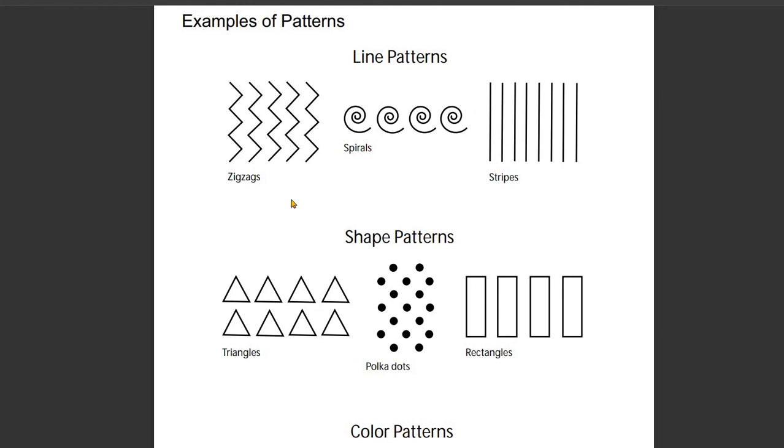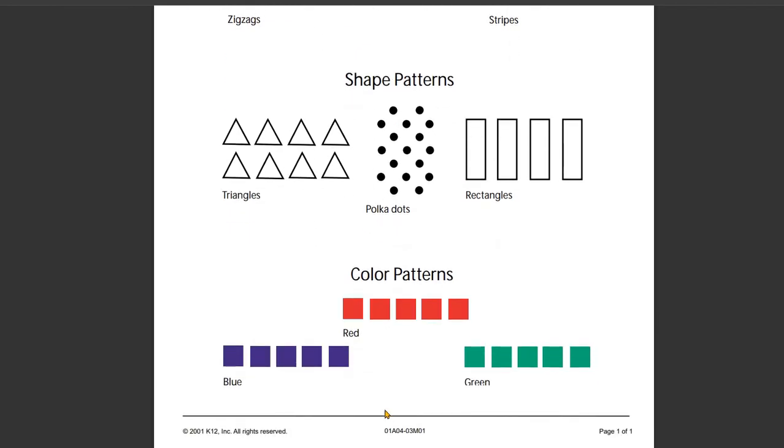Here are some line pattern examples. There are zigzag patterns, spirals, stripes. Stripes are also patterns. And then we have shape patterns. Patterns can come in all sorts of forms and shapes and colors. So here are just some examples. Here we see some shape pattern examples. So here's triangles, polka dots, rectangles, and lastly, we've got color patterns.